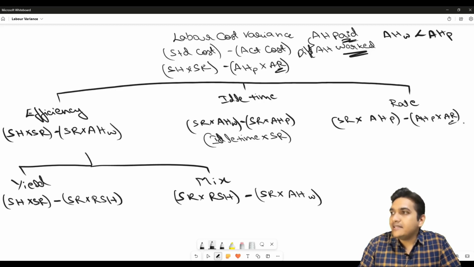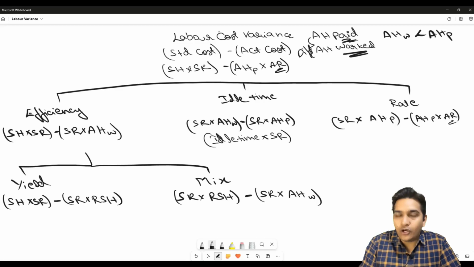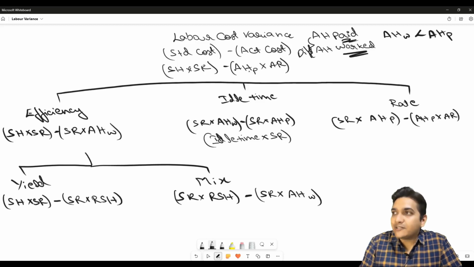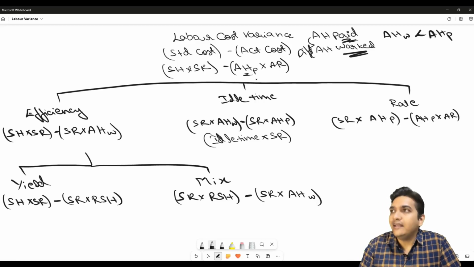Now, to further simplify the formulas a little, the actual rate is only used twice in the entire labor cost variance. One is to compute the main labor cost variance itself. Second is to calculate the rate variance. The actual hours paid is used only three times: one in the labor cost variance, two in the labor rate variance, and third in the labor idle time variance.